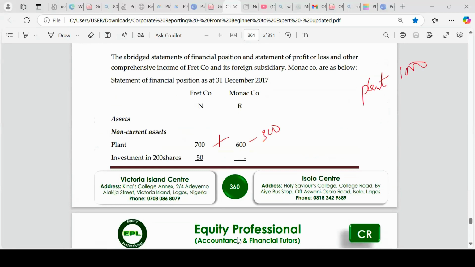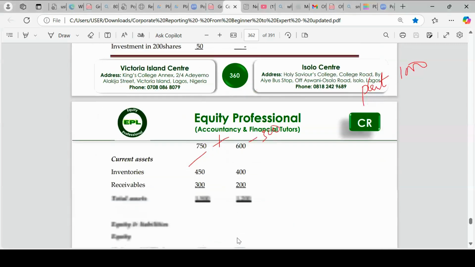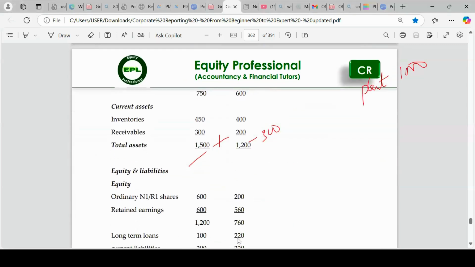Your plant is 1,000. Investment in equities. This one was cancelled out against the ordinary share capital of Monaco. What do I mean? We translated this ordinary share using the historical rates, and then we got 50, if you recall. So you had cancelled that against that investment. So what it means is that there is no goodwill to replace it, and you're definitely not going to have investment in Monaco appearing in the consolidated statement of financial position.